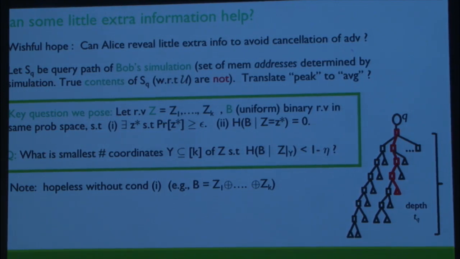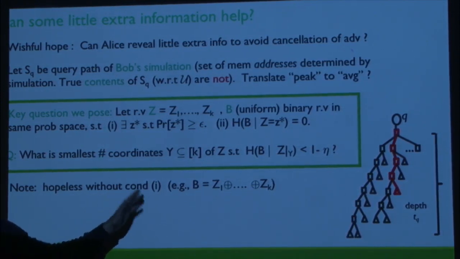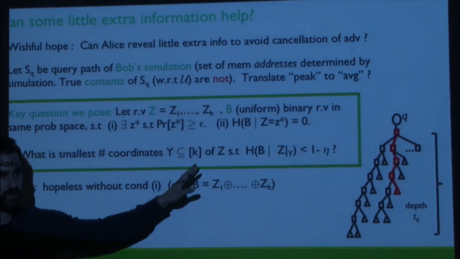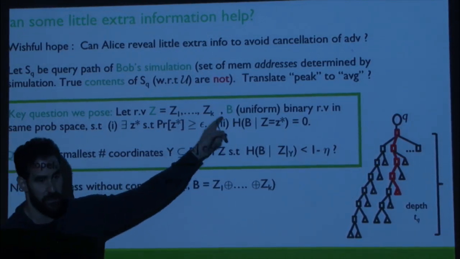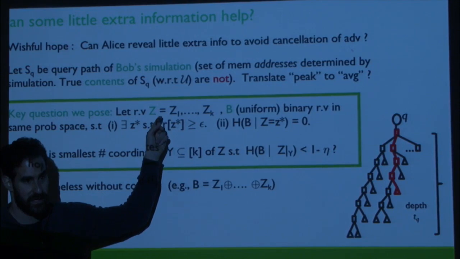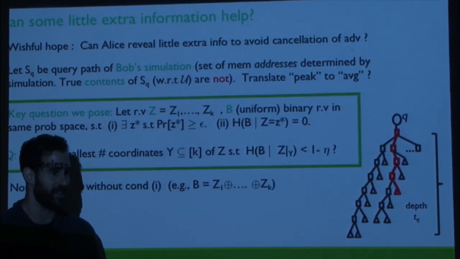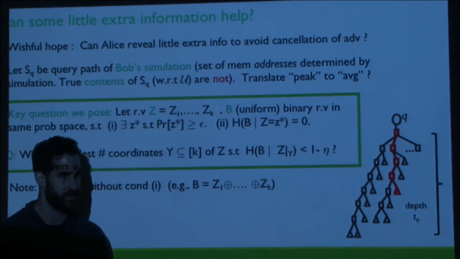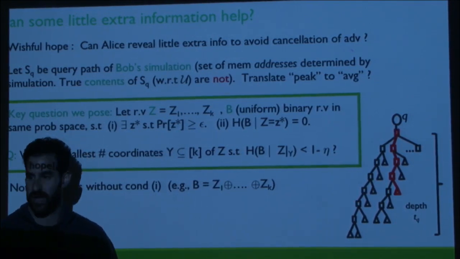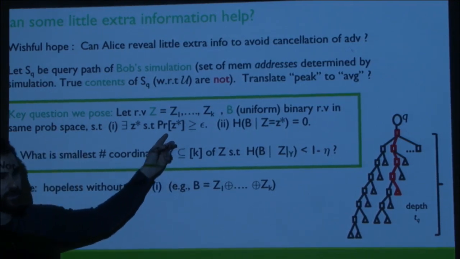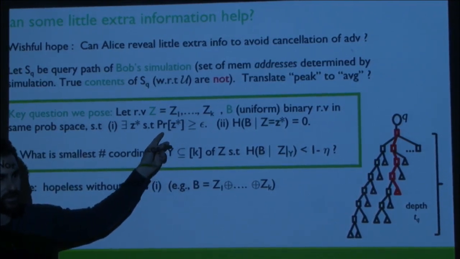So you think about this question for a second, you realize without this condition, it's definitely too good to be true. Why? Because b could just be the parity of these things. If you reveal anything less than k coordinates, you get nothing. Not almost nothing, nothing exactly. You get zero information. Does that make sense? So this condition must somehow be crucial for anything to work.